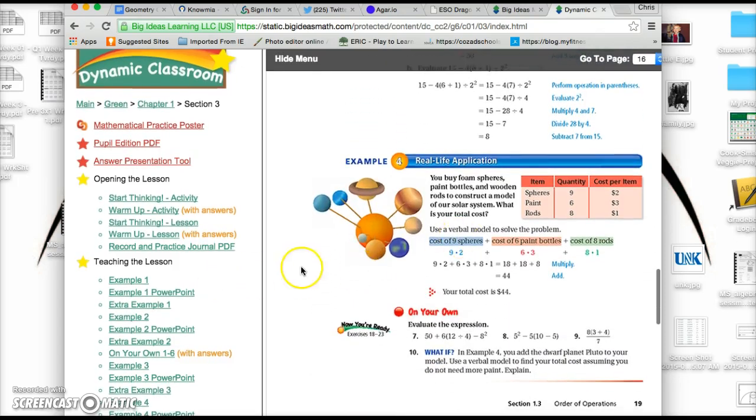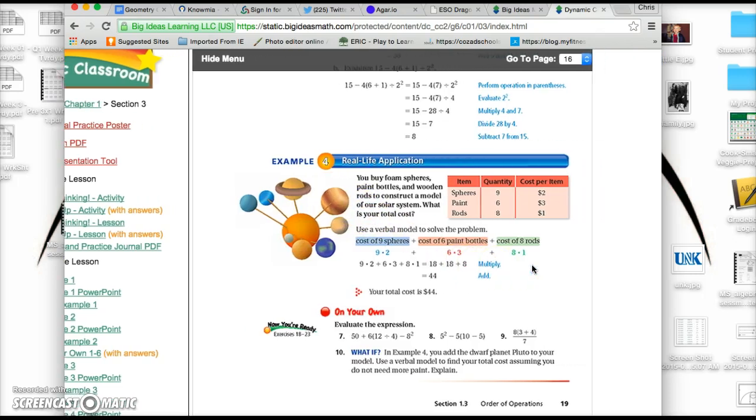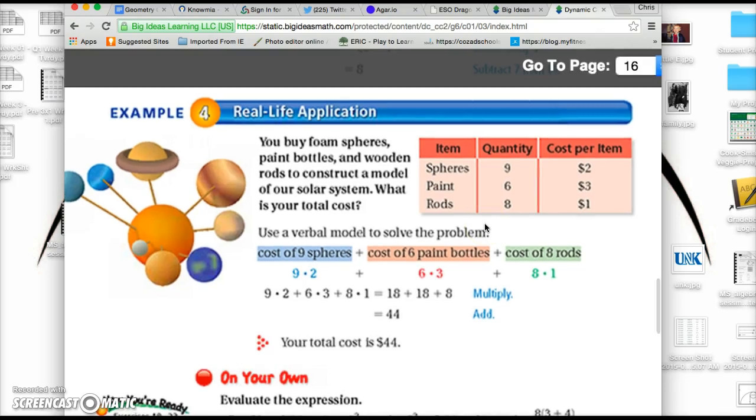Then we have one here real quick. So I'll just talk about example 4 before I pull up the practice examples for you guys. It says you buy foam spheres, paint bottles, and wooden rods to construct a model of your own solar system. And they have a little picture of it over here. And it says use a verbal model to solve the problem. It says the cost of 9 spheres plus the cost of 6 paint bottles plus the cost of 8 rods.